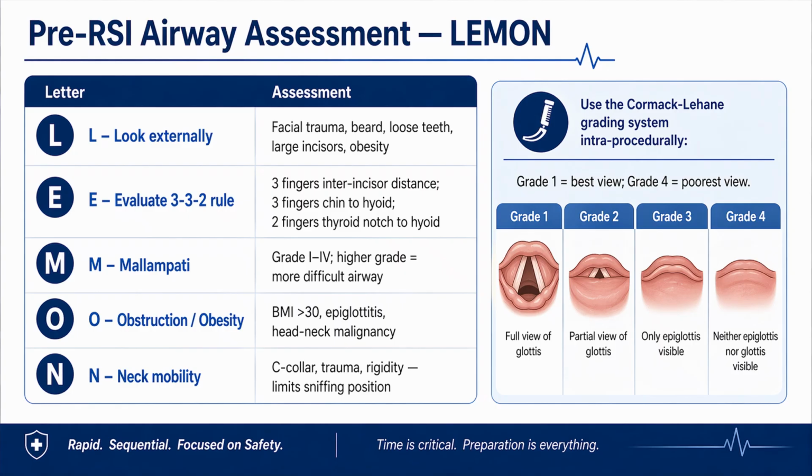M is for Mallampati scoring. We all know that. If you don't know, go through the images. O, if there is obstruction, stridor, swelling, tumors, blood, secretions, anything you are expecting. N stands for neck mobility, important mostly in trauma and cervical spine diseases. Recognizing a difficult airway allows you to prepare and have adjuncts. Like I said, always have a backup airway plan. Don't rush, prepare, and that will improve patient safety and keep your patient safe.